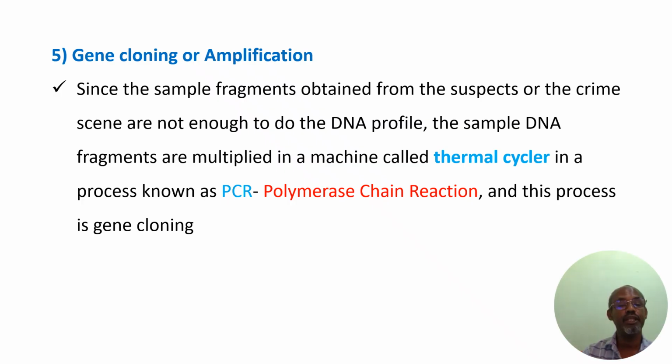Since the sample fragments obtained from the suspects or the crime scene are not enough to do the DNA profile, the sample DNA fragments are multiplied in a machine called a thermal cycler in a process known as PCR, polymerase chain reaction. And this process is gene cloning. You are simply multiplying genes artificially, also known as in vitro gene cloning. In vitro means in artificial media in the lab, in a machine, test tube. The genes are put in a test tube and put in the thermal cycler, a special device, which I can show you.